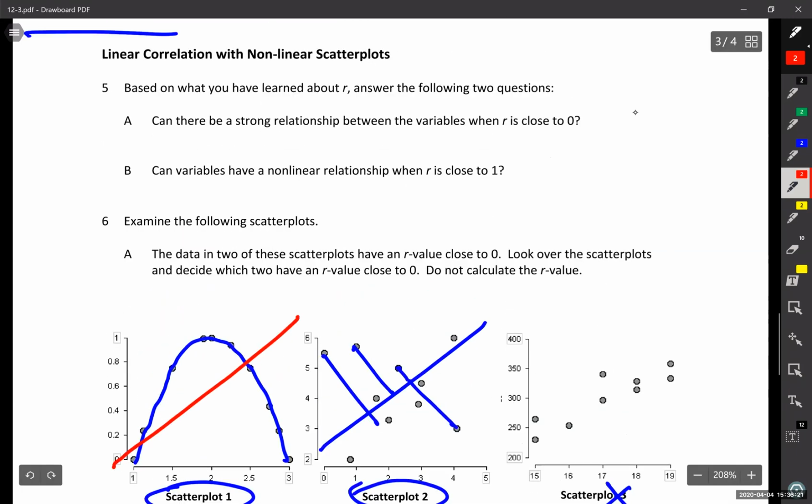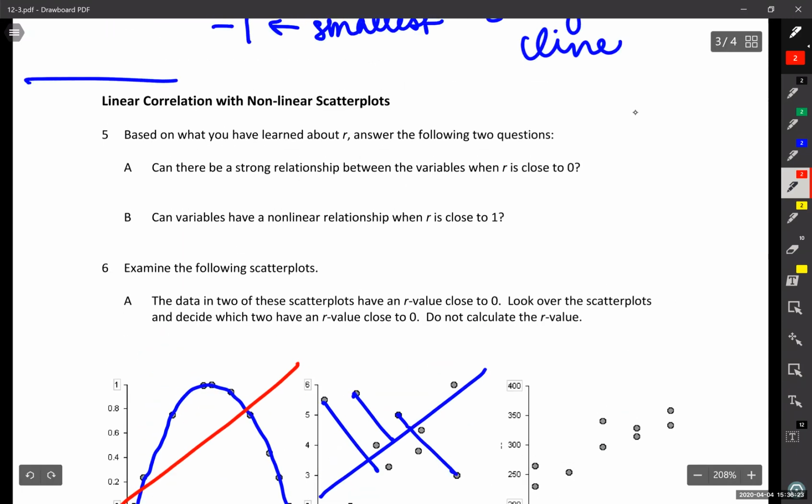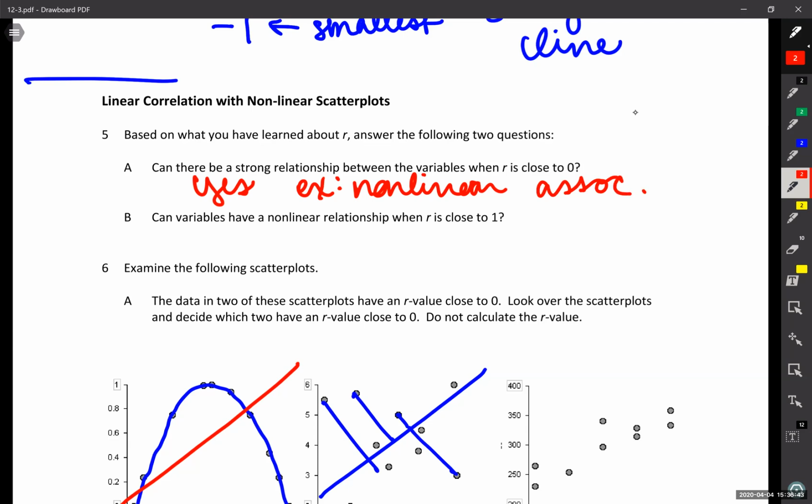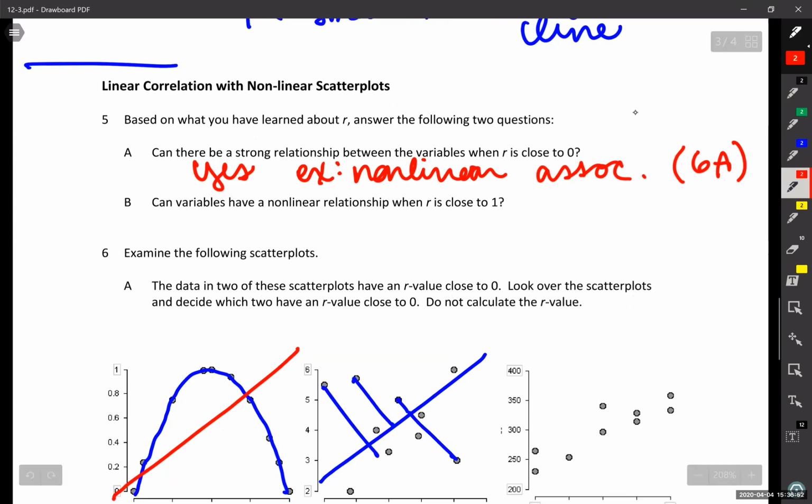So going back to A, can there be a strong relationship between the variables when R is close to 0? And the answer is yes. Our example would be nonlinear association. See example 6A. Are you already starting to doubt your answer for B now? Let's go check that one out.